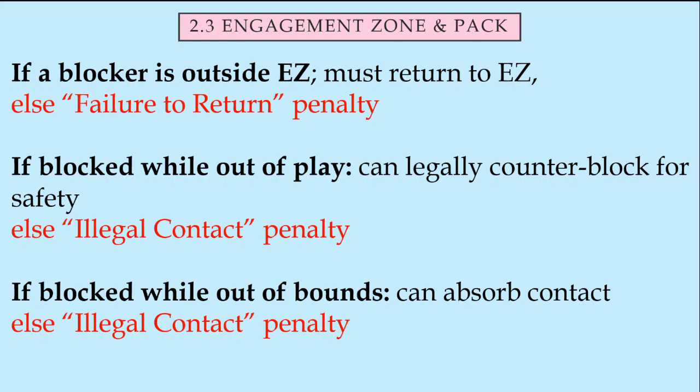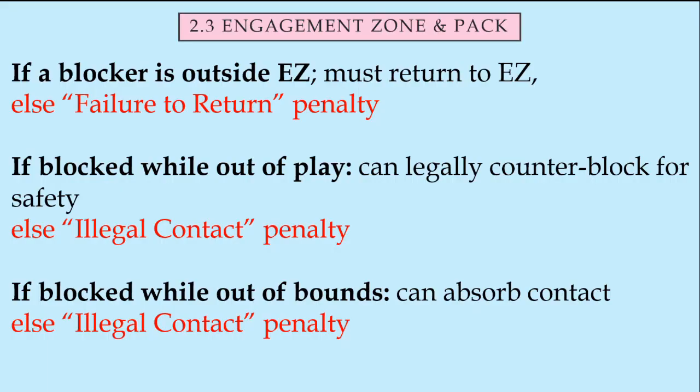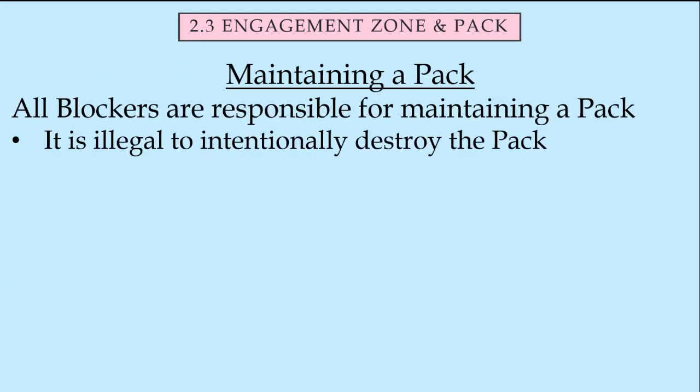Similarly, if you're blocked while out of bounds, so if you're just off the track entirely, you're allowed to absorb that contact to mitigate their hit, but you cannot hit them back or initiate blocks while out of bounds. Otherwise, again, an illegal contact penalty. So this brings us to maintaining a pack. All blockers are responsible for maintaining a pack, and it is illegal to intentionally destroy the pack.